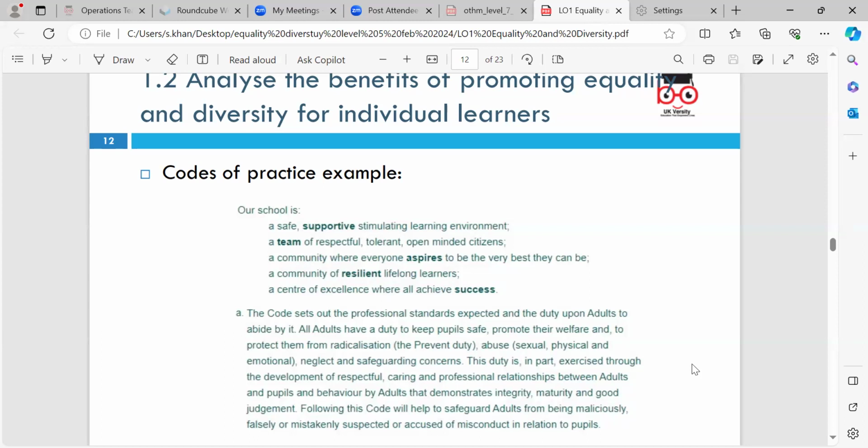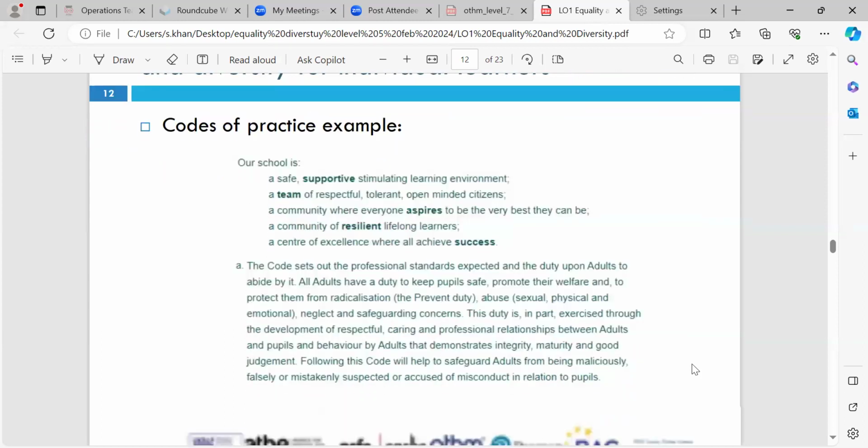Yeah, no, that's right. Why would you have codes of practice in place, though? Why would you have that?